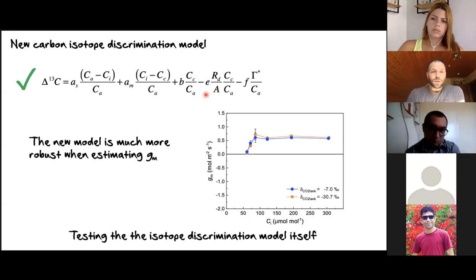Now that we have a good way of measuring chloroplastic CO2 concentration, we can have a much better idea of what photorespiration actually does inside the leaf and have a way to quantify that.